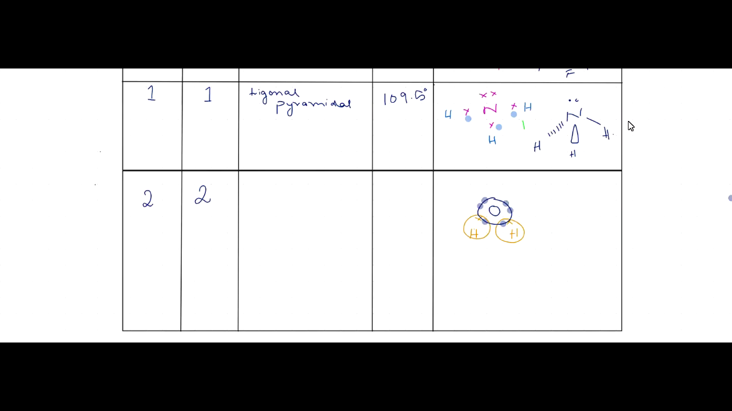This is how it is going to look if we have two lone pairs of electrons. And this is going to lead to what we call a V shape or a bent shape. Okay, this is a V shape or a bent shape. And the bond angle that we have is 104 point.